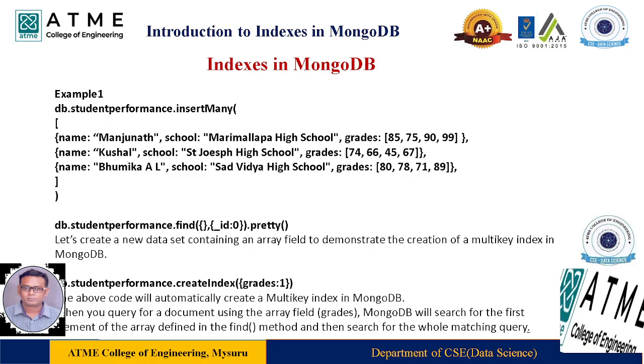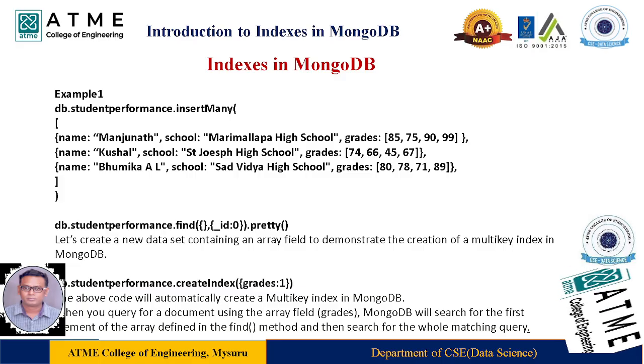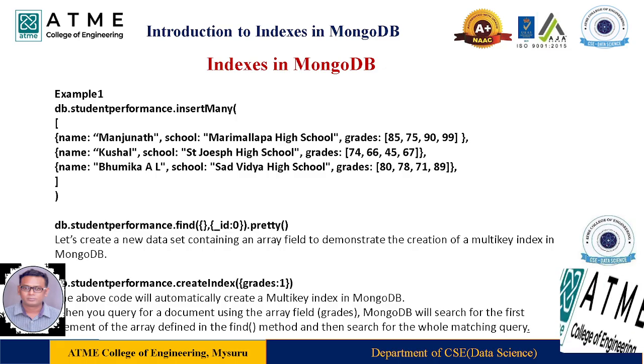The syntax for creating a multi-key index is db.studentperformance, that is the collection name, .createIndex followed by grades, which is nothing but an array, colon one. One means ascending order. So we are creating an index on an array. When you're querying for documents using an array field, that is grades, MongoDB will search for the first element of the array defined in the find method and then search for the whole matching query.